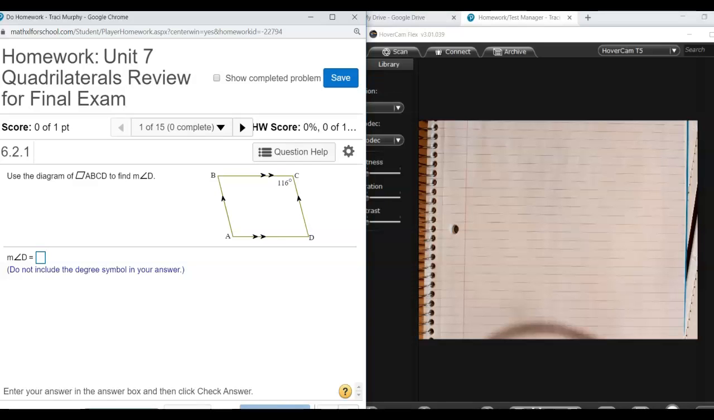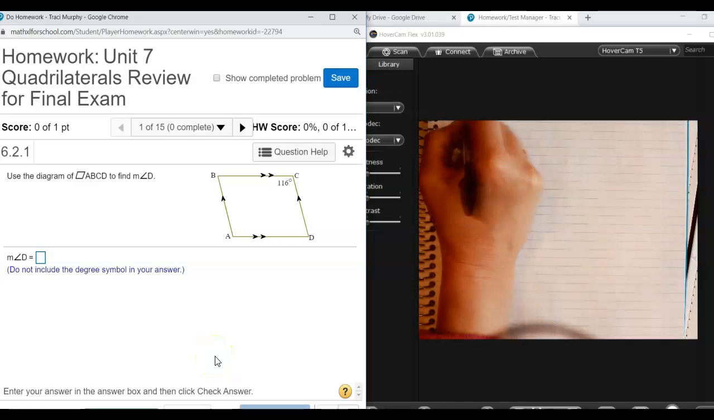Today we are working on the final exam review. We're going to go through Units 7 and 8 today, and obviously our questions are similar but not the exact same number, so that will at least help you with the process. So I've got my MXL open here on the left, and I'm going to go through and work them out on the right. So the first one says we have to find the measure of angle D.